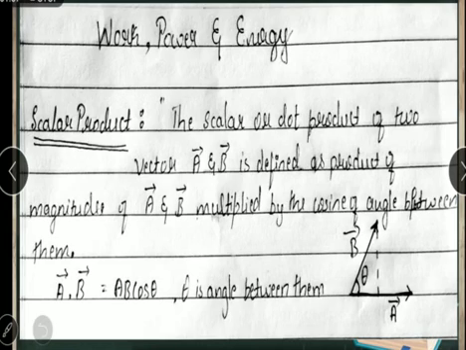Next, as I have said in the previous class only, the scalar product, you know the definition, isn't it? The scalar or dot product of two vectors, vector A and vector B, is defined as the product of the magnitude of vector A and vector B multiplied by the cosine of the angle between them. So you can see here the mathematical form. Okay, A dot B is equal to what? AB cos theta. So also you can say it's the product of the projection of vector B along vector A and the magnitude of vector A, where theta is the angle between vector A and vector B.